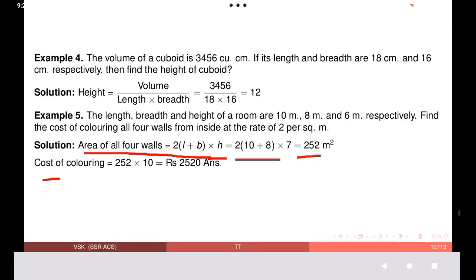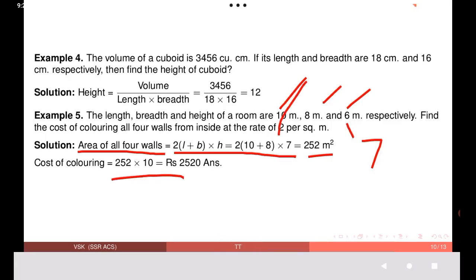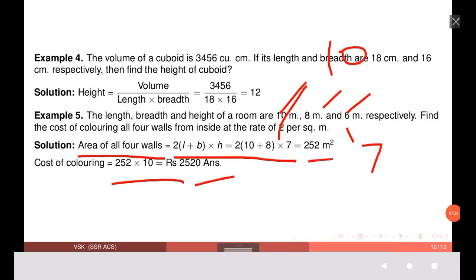And the cost, what will the cost be in this case then? 252 into 10, that is 2520. So what we did in this question, first of all we have found the area of all 4 walls by using these 3 pieces of information. So putting the values over here, it should be 7. So we will find this value 252 and 252 into 10. Here in place of 2 it should be 10. So this will be the answer in this case.